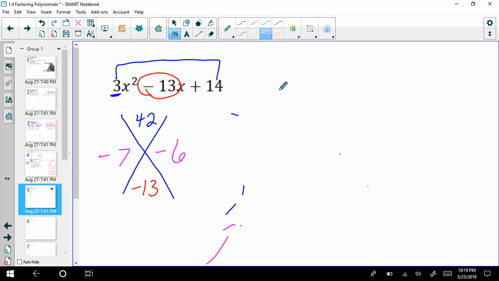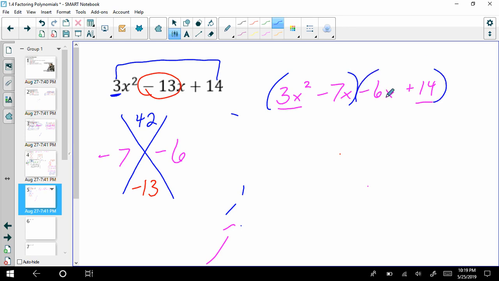So let's rewrite it. 3x squared minus 7x minus 6x plus 14. Again, the first and last do not change. It's the middle set I'm rewriting. And now let's group. Make sure to keep that negative with the 6. So from the first group, I could take, I think, just an x.